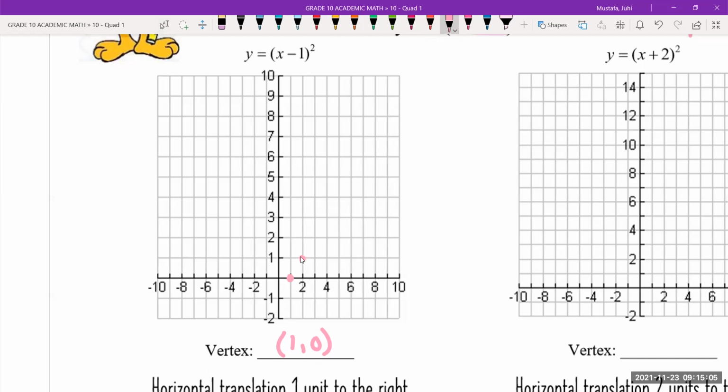Question? Why did you write it like 1, 0, not 0, 1? Because 0, 1 means the point would have been up here. You always write your x first and then your y.